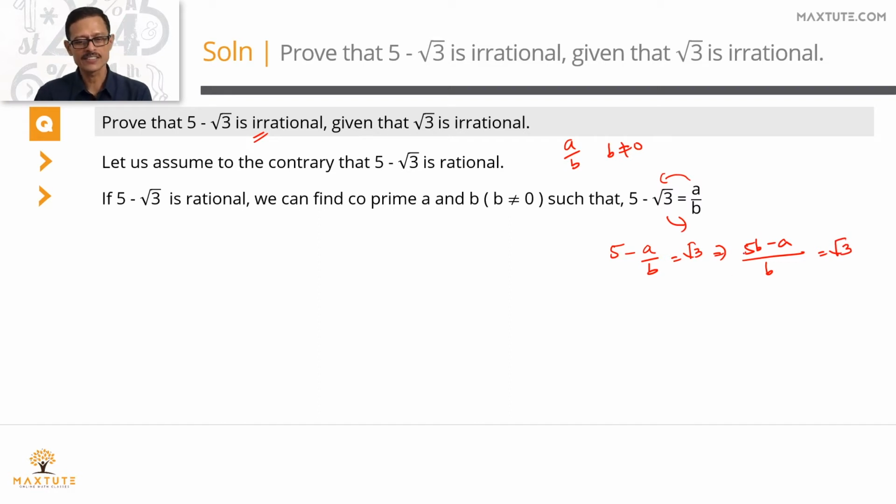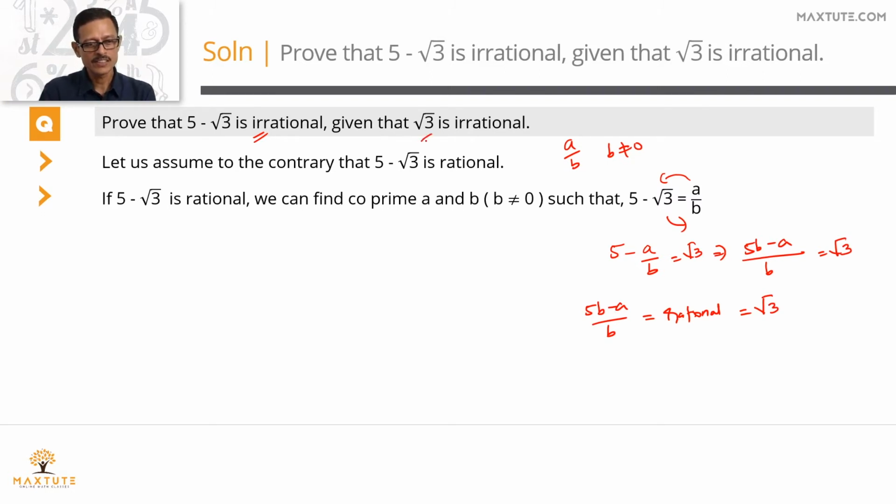Because b and a are integers, 5b minus a is an integer. Upon b is an integer. Integer upon integer is a rational number. So 5b minus a upon b, this is rational. That's evident. There is no doubt at all. But we know this is equal to root 3, which means root 3 should also be a rational number.